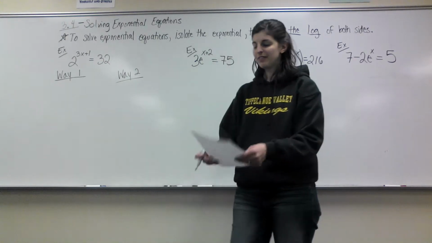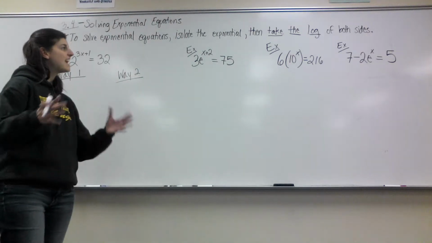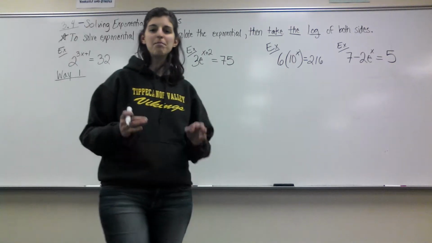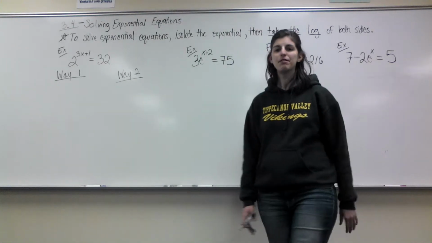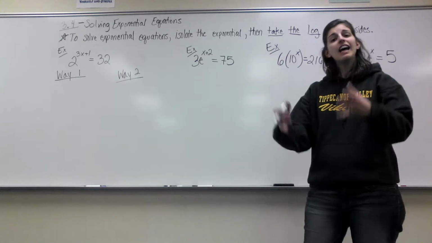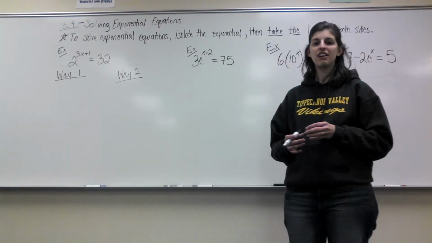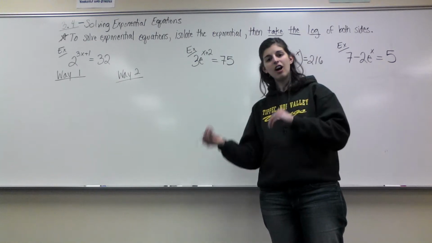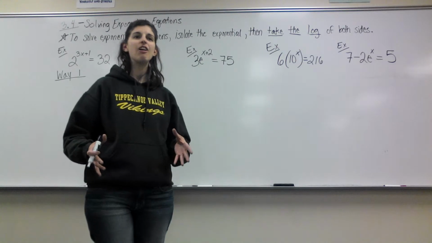So here we go. To solve exponential equations, we need to take the log of both sides at some point in the problem. The question is when, and the question is what type of logarithm. Exponential functions and logarithms are inverses of each other. So if you take the logarithm of the same base as your exponential function, it'll cancel it out.